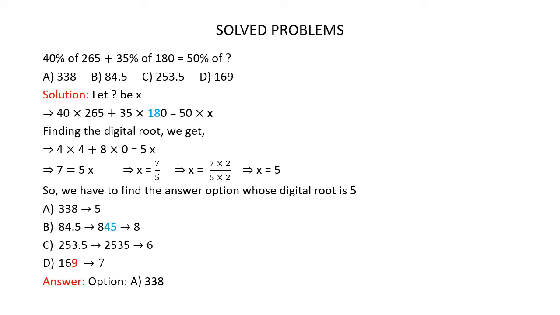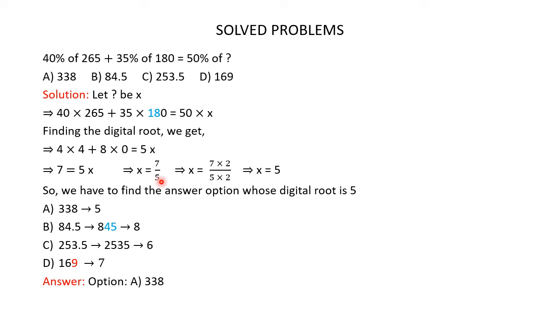So now you have 4 multiplied by 4 plus 8 multiplied by 0 is equal to 5x. 8 multiplied by 0 is 0. So you can neglect that. 4 multiplied by 4 is 16 and 1 plus 6 is 7. So 7 is equal to 5x or x is equal to 7 by 5.